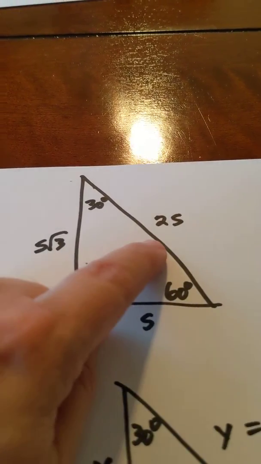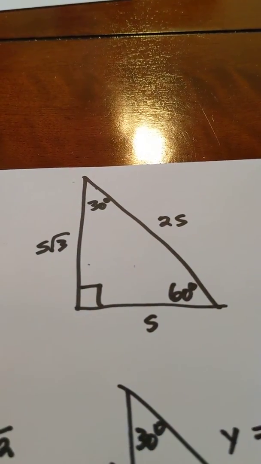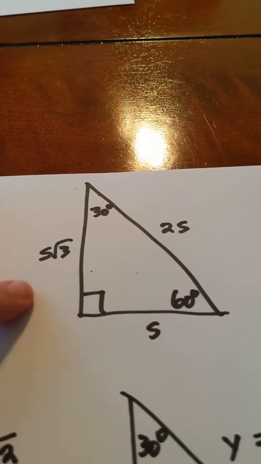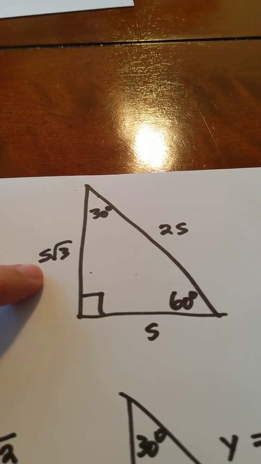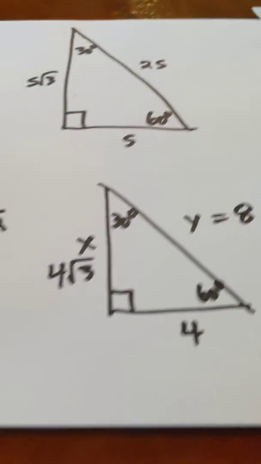If you know the short side, the hypotenuse is going to be double that, 2 times that. And the long side over here is going to be whatever the short side is times the square root of 3.